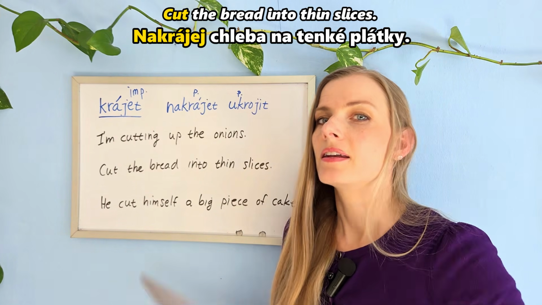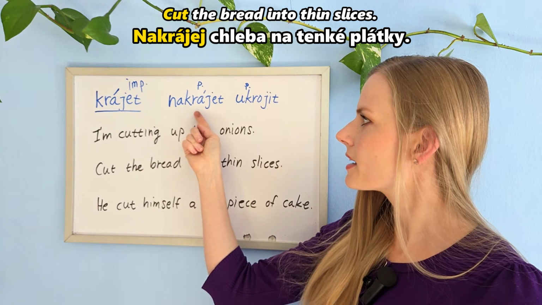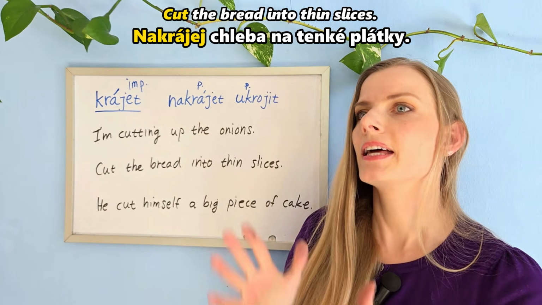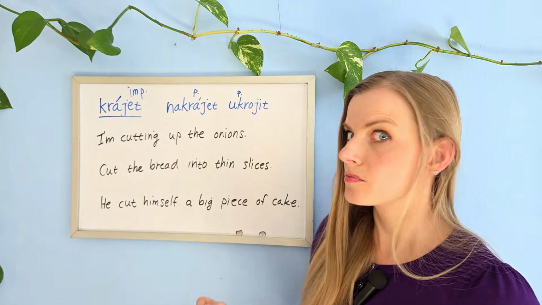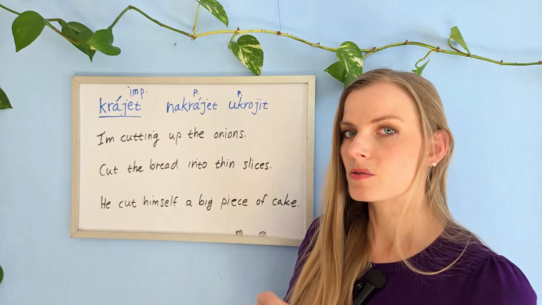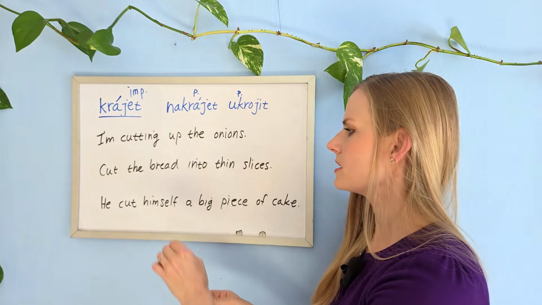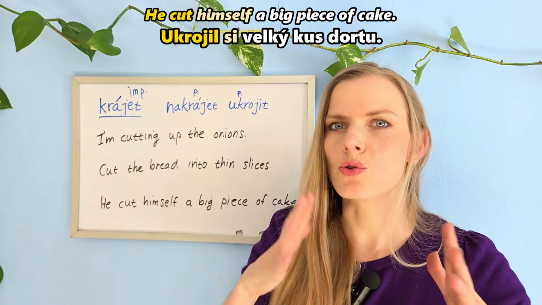Cut the bread into thin slices. Nakrájej chleba na tenké plátky. He cut himself a big piece of cake, meaning the big piece of cake was for him. Here we're talking about one single piece that he cut off. Ukrojil si velký kus dortu.